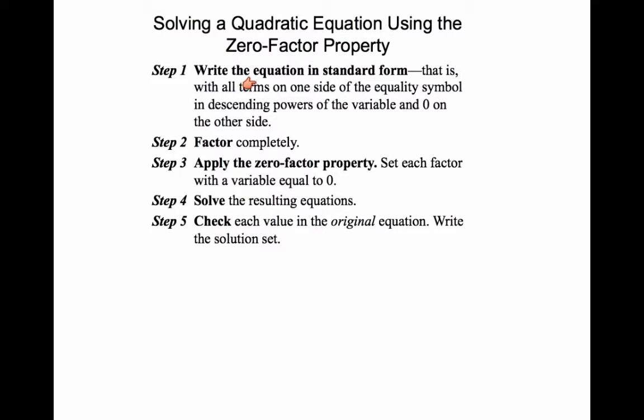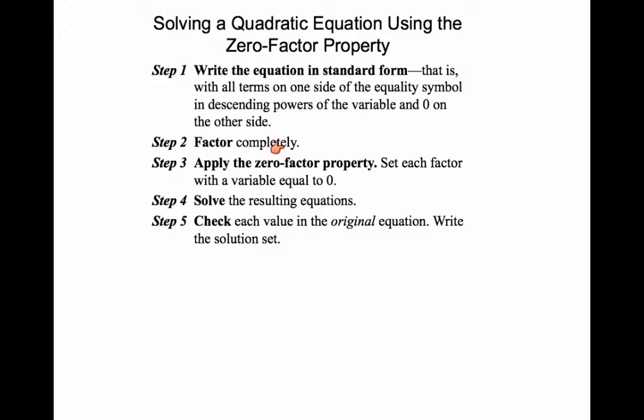Solving a quadratic equation using the zero factor property. Step number 1, write the equation in standard form. So let everything be equal to 0, that is, with all terms on one side of the equality symbol in descending power of the variable, and then 0 on the other side. ax squared plus bx plus c is equal to 0.